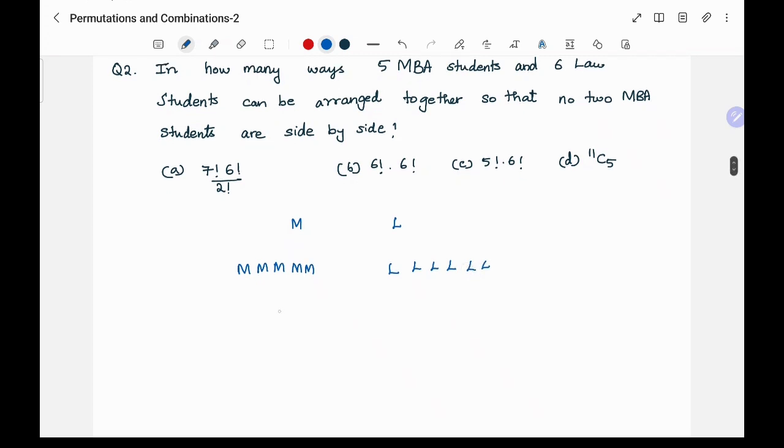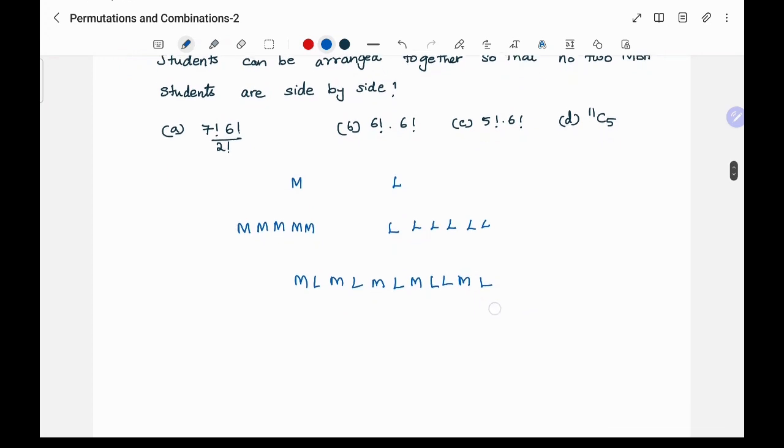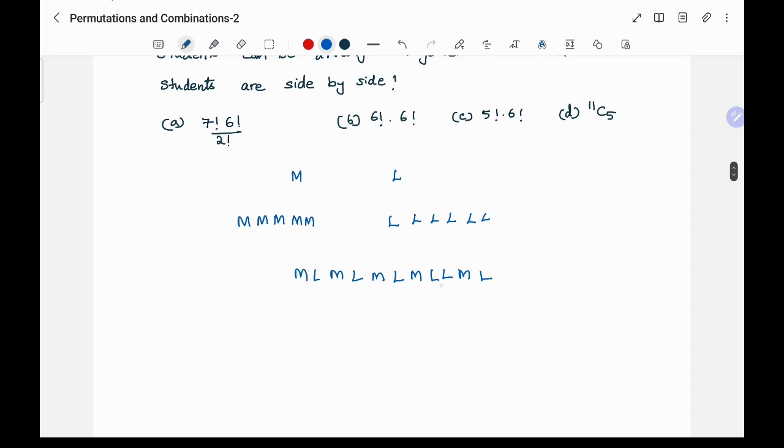So we have to arrange them in such a way that, like, this is not a possibility, right? No 2 MBA students should sit together. So we have to arrange it in some way like this. And there are 6 law students. So we should arrange some way like this, right? So how do we do this? So if you see, each MBA student should have a law student on the left side and right side, right? So that is the catch here.